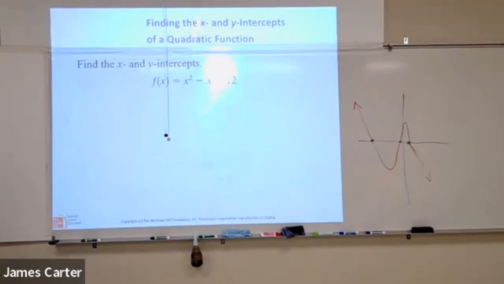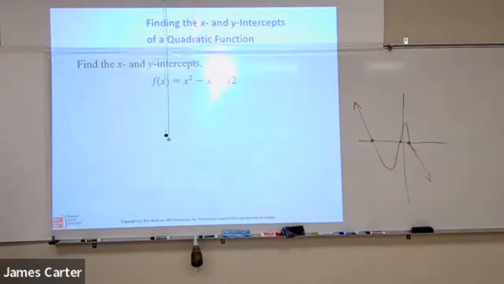Okay, so what about the x and y intercepts? If we want to find the x intercepts, we let f of x be 0. If we want to find the y-intercept, we let these x's be 0. Just like before with lines.